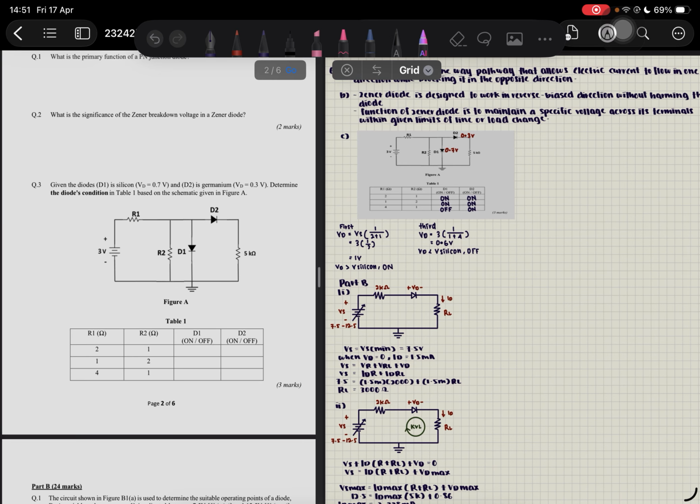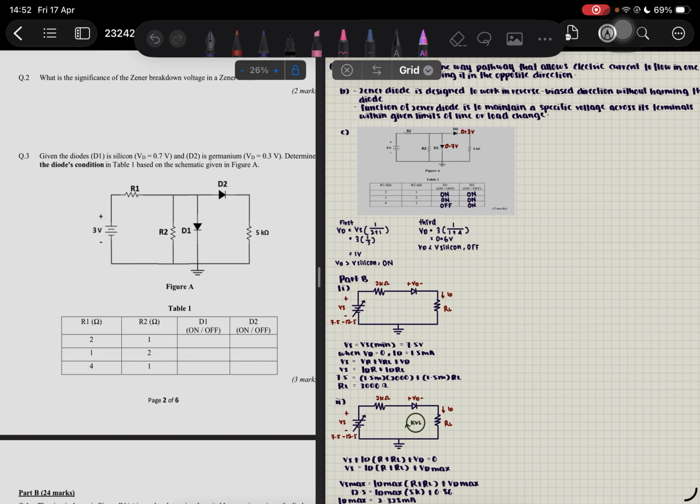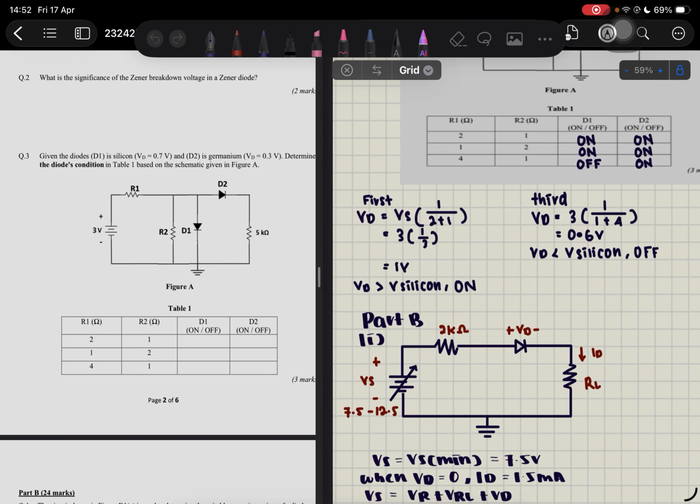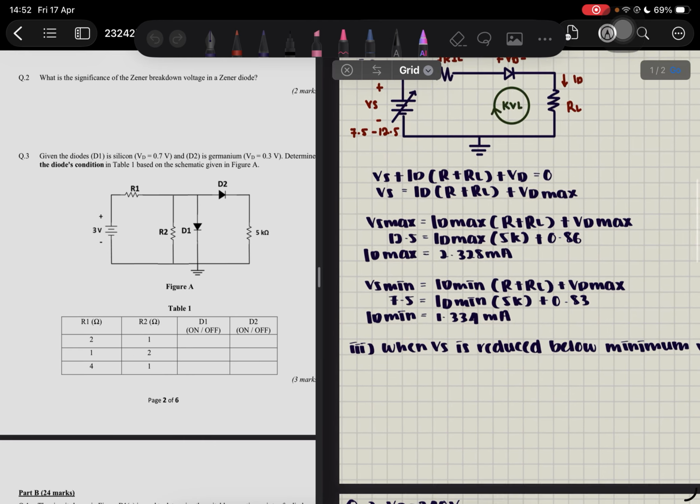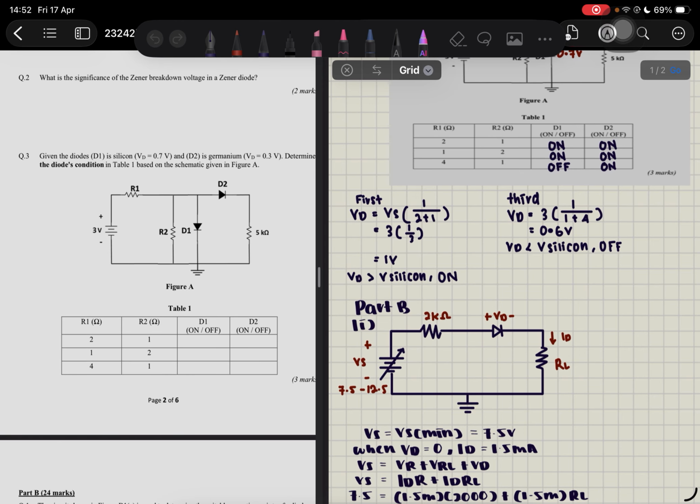D1 is silicon and D2 is germanium. Determine the diode condition. So we can find the diode condition by using the voltage divider, because here we have a parallel D, right? We can find it by using the voltage divider. So here the VD we got is 1 volt. So 1 volt is more than 0.7 volt for V silicon, so it is on.